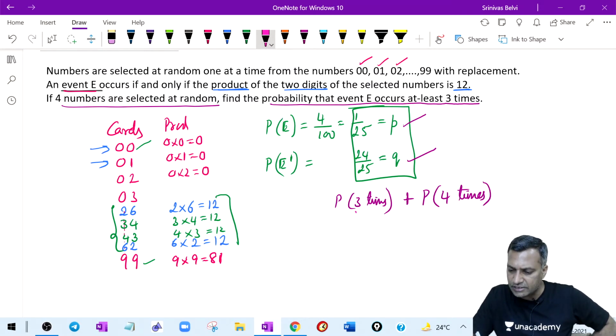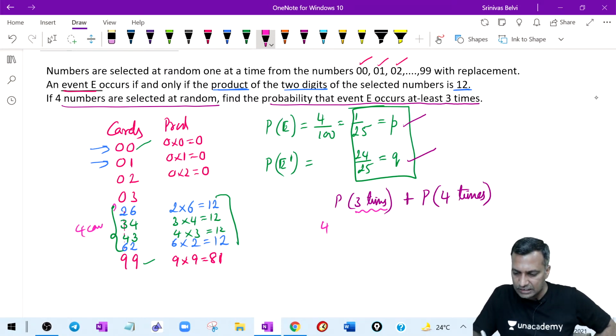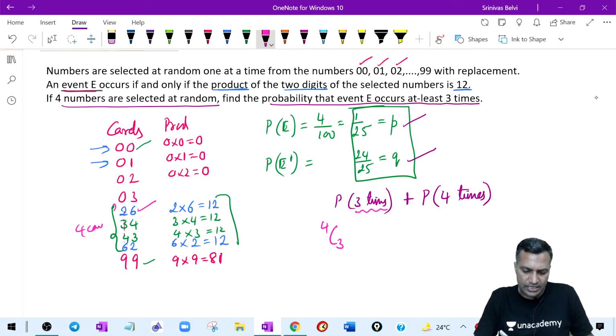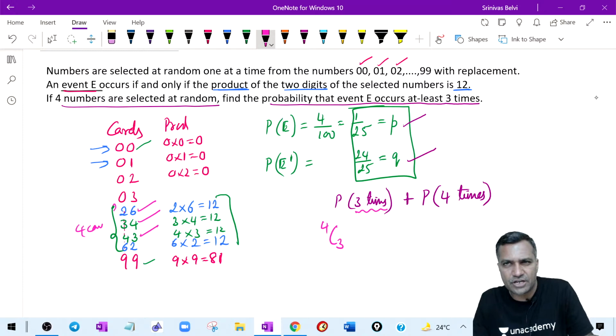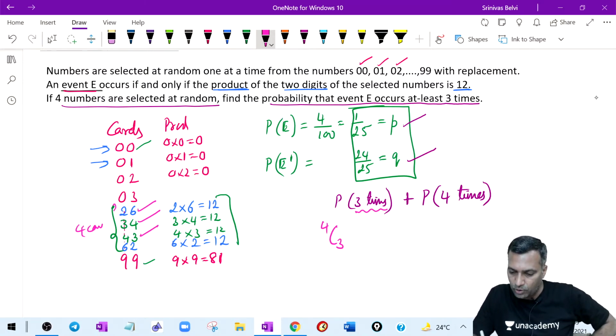Now what do you mean by this event should occur 3 times? There are 4 cards in your favor. You want 3 out of these 4 cards. Which 3? I don't know. You may get 26, 34 and 43 or any combination of 3. I want 3 cards out of these 4 cards. Then what is the probability of getting such particular cards out of these 4 cards?